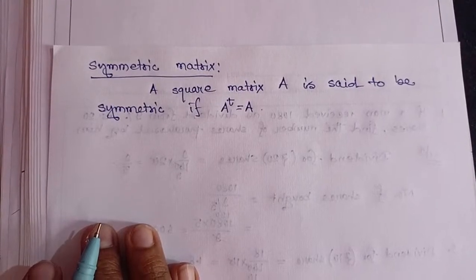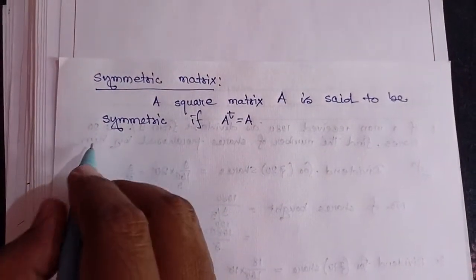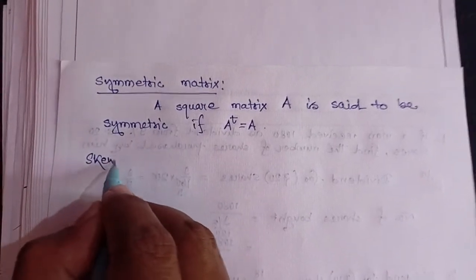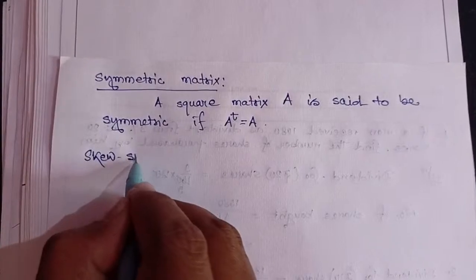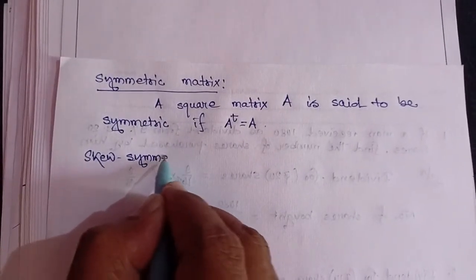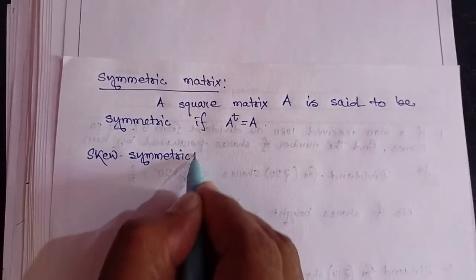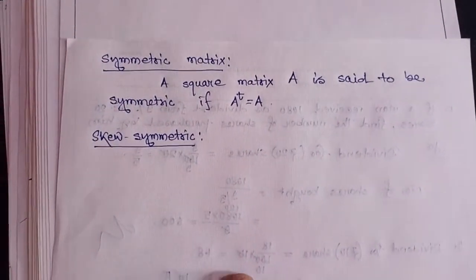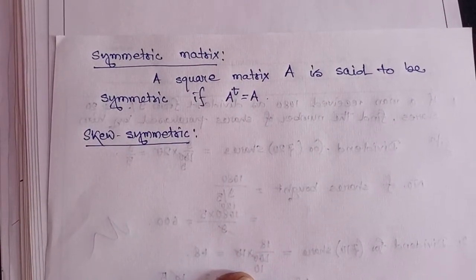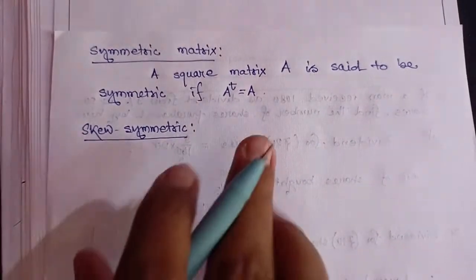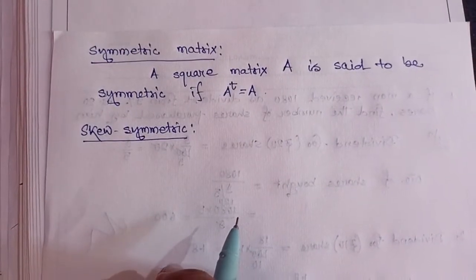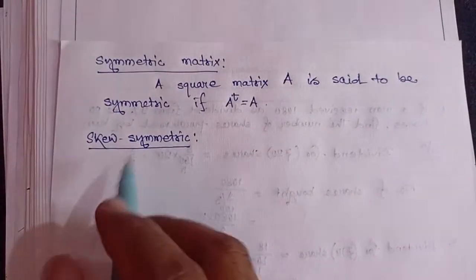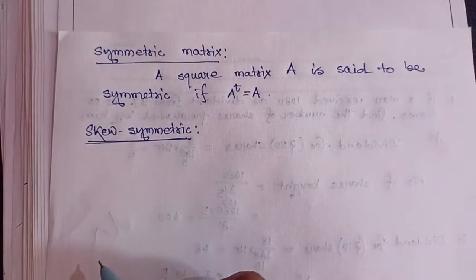Understood? Very good. Next I'll discuss the skew symmetric matrix. Symmetric we have done. Next is the skew symmetric matrix. I am telling you the short trick. Let me discuss the definition of symmetric and skew symmetric. After that, I'll give you the short trick on how to understand whether a matrix is symmetric or skew symmetric. By observing the matrix, within 1 or 2 seconds you will understand that. Before that, let me tell you about the skew symmetric matrix.